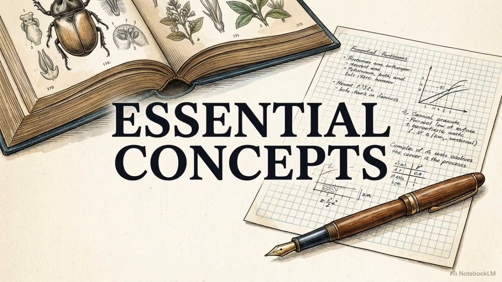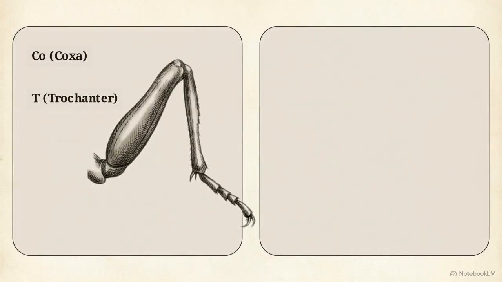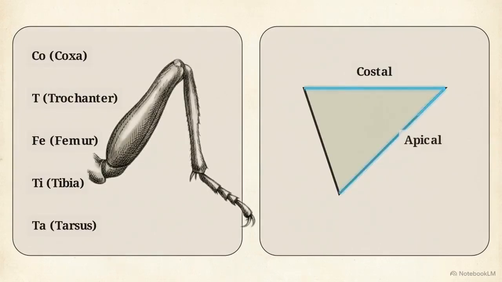Practice sketching the 6 basic leg segments of the coxa-tarsus sequence and commit the 3 margins of the typical insect wing to memory. Practice these diagrams accurately.